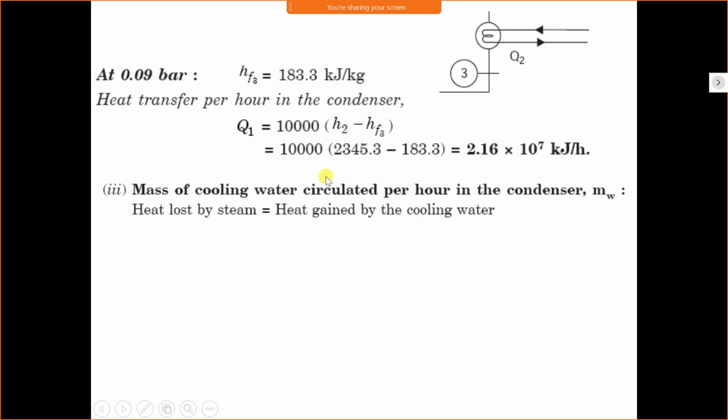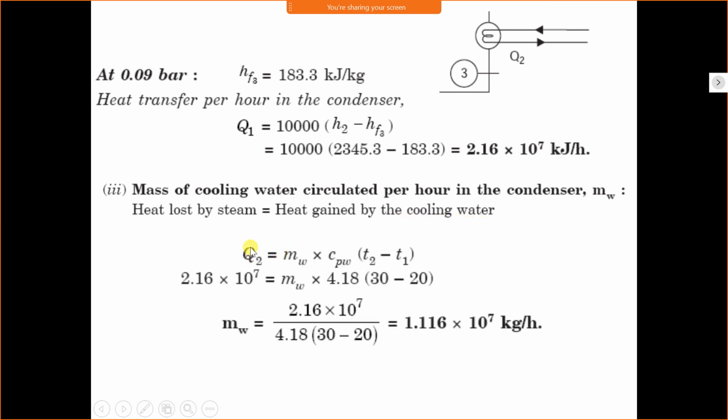Now, heat lost by the steam is Q1, and we have to equate it with the heat gained by the cooling water. Therefore, Q2 is equal to m Cp delta T of water: mass of water, specific heat of water, and change in temperature of water. Q2 is 2.16 into 10 to the power 7 kilojoule per hour. I am writing mass flow rate in kg per hour. Whatever mass flow rate you get will be in kg per hour. Mass of water we have to calculate.